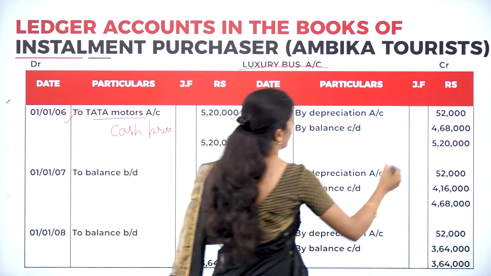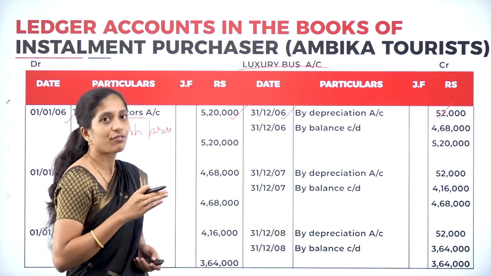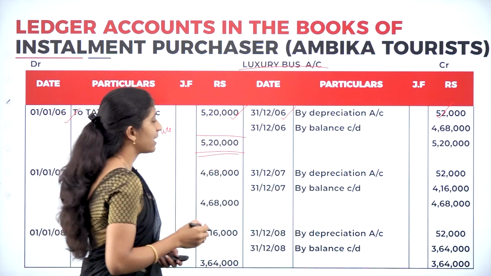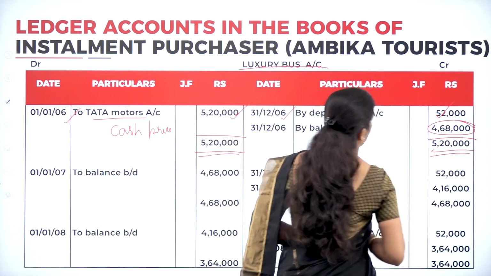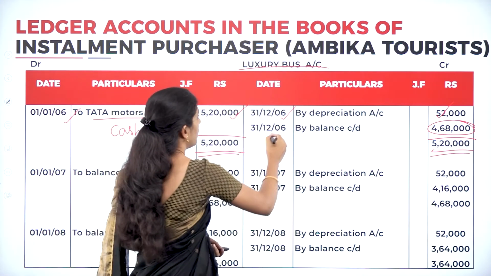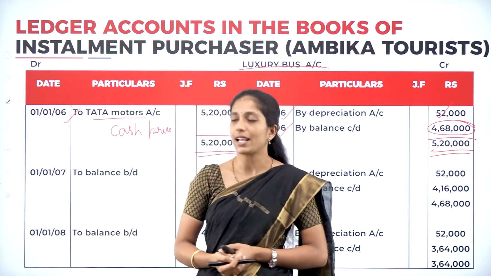So depreciation, how much? 52,000. Now balance both the sides, and the balancing figure has to be carried down. So 5,20,000 in the debit side, whereas in the credit side how much will you get? You'll get a balancing figure of 4,68,000, which you have to carry down. 31/12/06, by balance carried down 4,68,000.